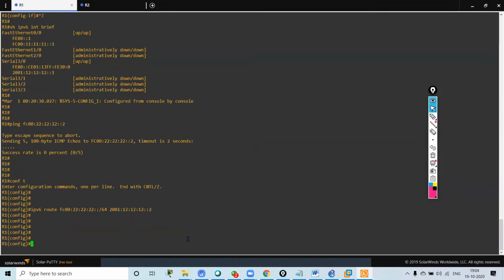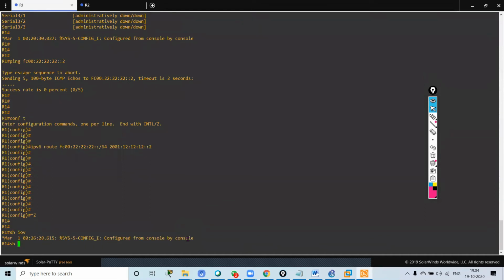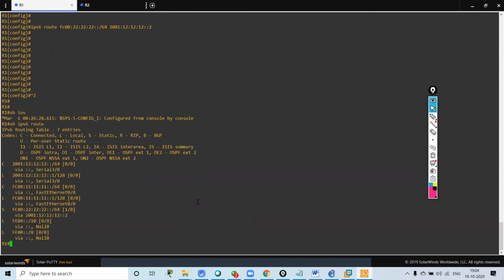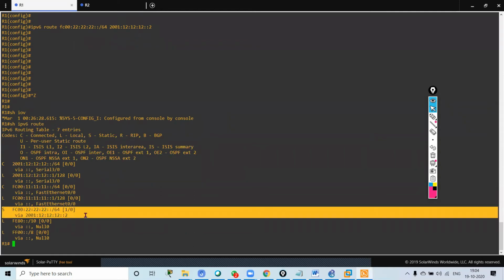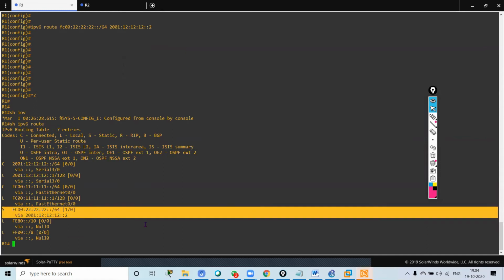Okay. Now, if I need to verify the routing, the same command just with IPv6 over here. Show IPv6 route to see the routing table. S, I am getting S over here. C means connected, L means local. You can see over here. Okay. FC, I have the network address over here.